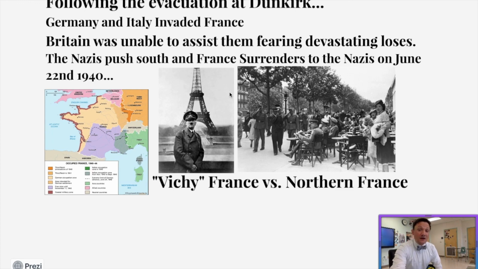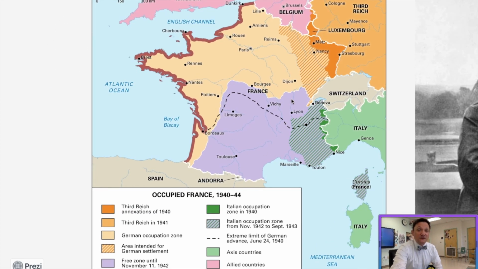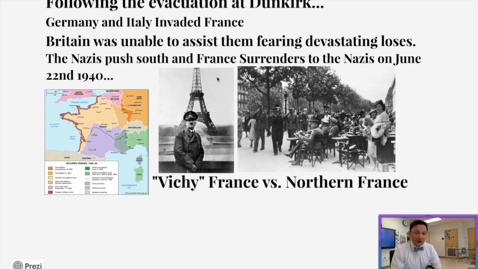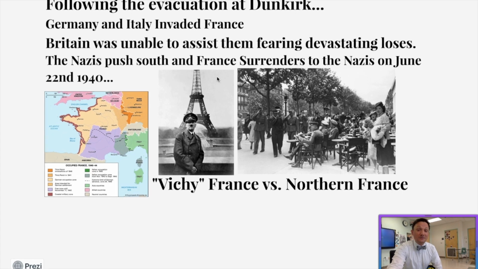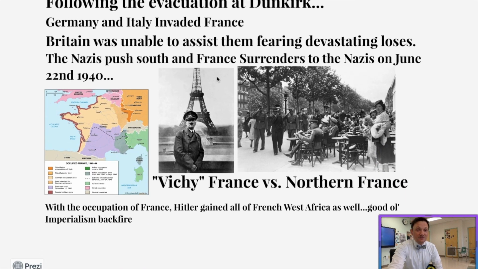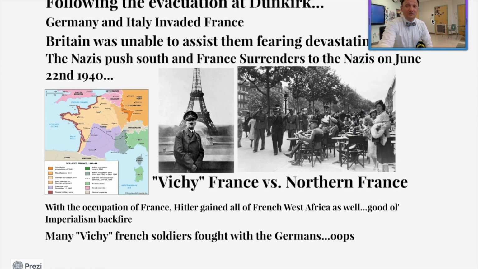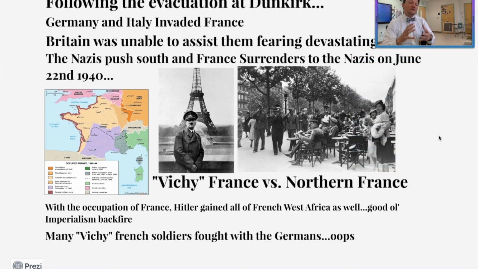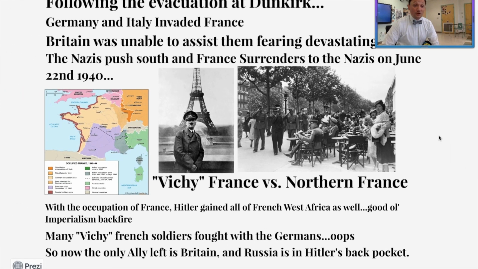That's the one, right? But there's a massive difference, though, as you can see on this map. This is Vichy France, and this is northern France. The Vichy French refused to aid the French military. They withdrew their forces. They allowed the Nazis to take Paris because they entered into an agreement with Hitler that they would refuse to fight them. So the south of France allied with the Nazis and the Vichy government. A lot of Vichy French soldiers would even fight with the German troops in World War II. And that now only leaves one ally. And Russia is in Hitler's back pocket.